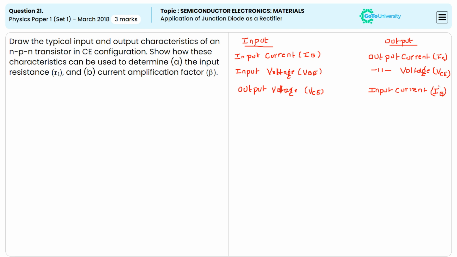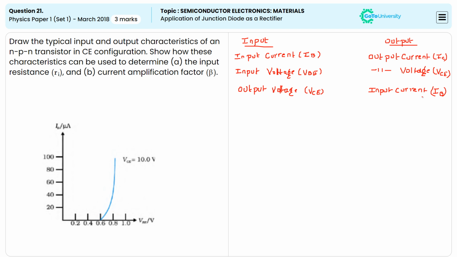Okay. The first one is the input resistance. If you look at the graph, here in the y-axis we have the input current. It is very small, in terms of microamperes. And in the x-axis we have input voltage, in very small values: 0.2, 0.4, 0.6, 0.8, 1.0. And here at 0.6 we can see the output voltage at 10 volts.